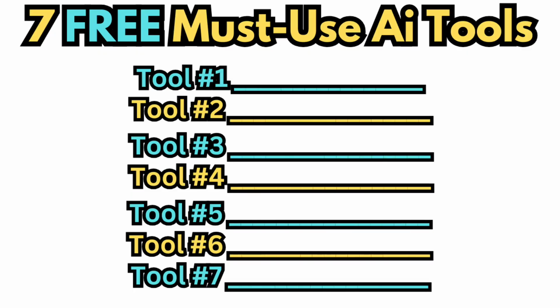By the end of this video, you're going to know about 7 new AI tools that you will not believe exist. These things are going to change the way that you work, change the way that you learn, and one of them can even help you save thousands of dollars on taxes. And the best part is, all 7 of these tools are 100% free.